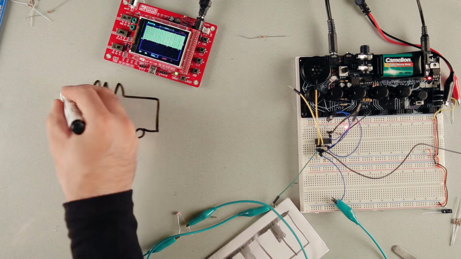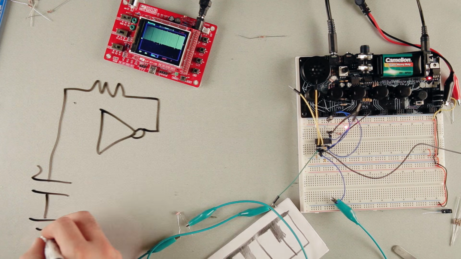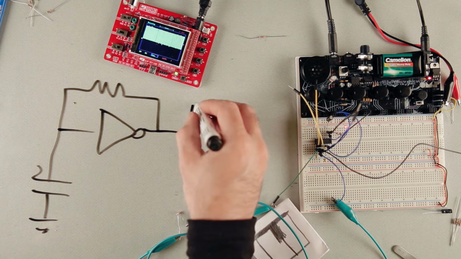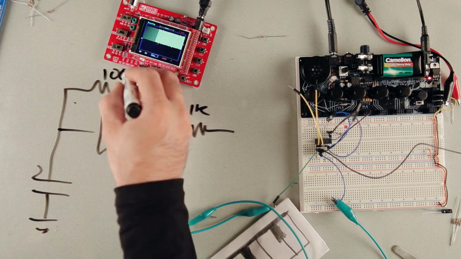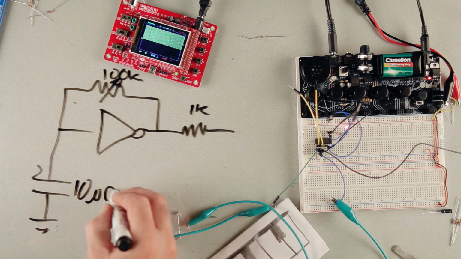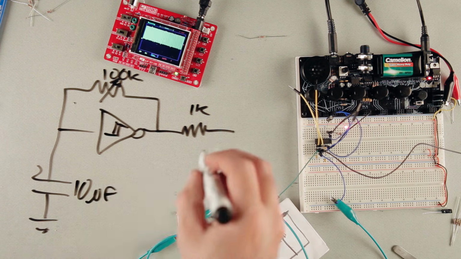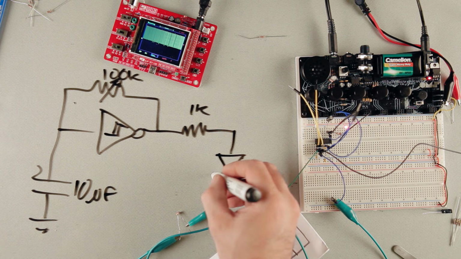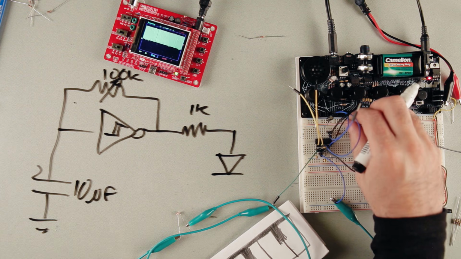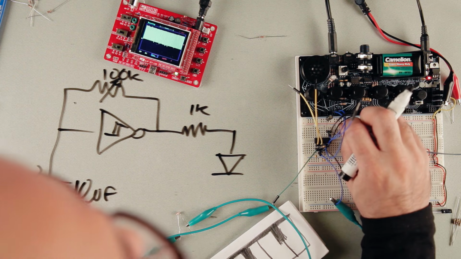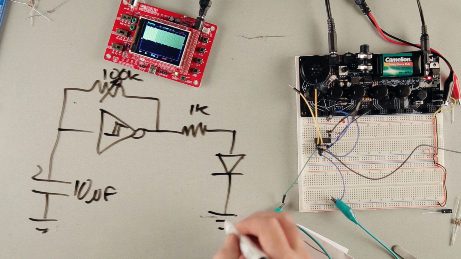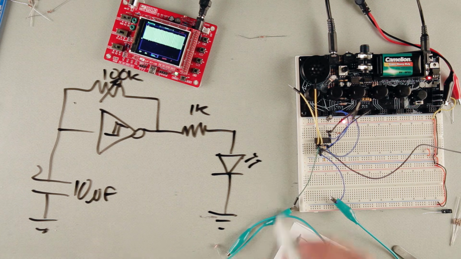Here's my oscillator. There's my capacitor to ground. Then I'm going through a 1K resistor. So this is 1K. This potentiometer is 100K. I didn't say that before. Right now we're using a 10 microfarad. This is my Schmitt trigger inverter. And then we've got our LED. Well, let's do it like this. We've got our LED going to ground. Okay.